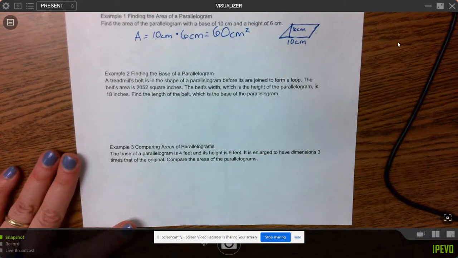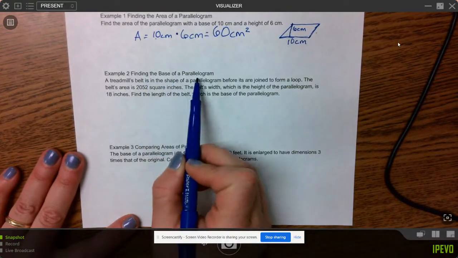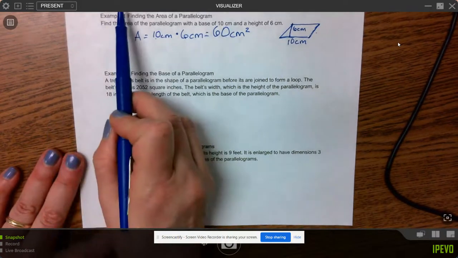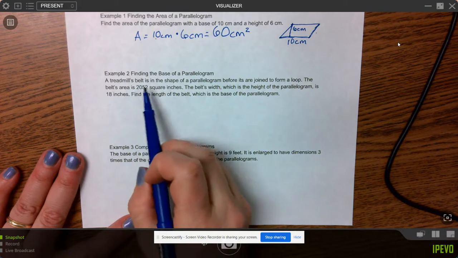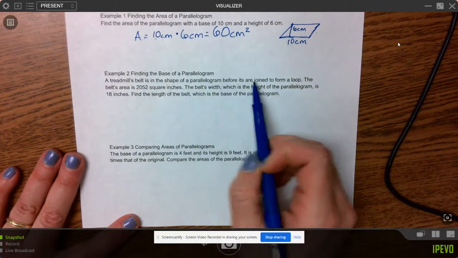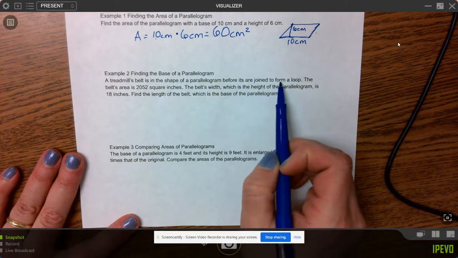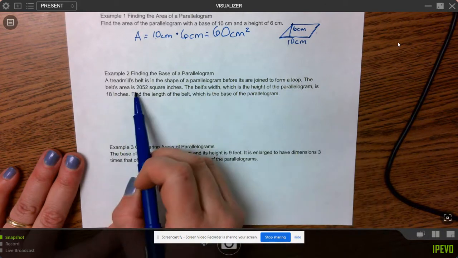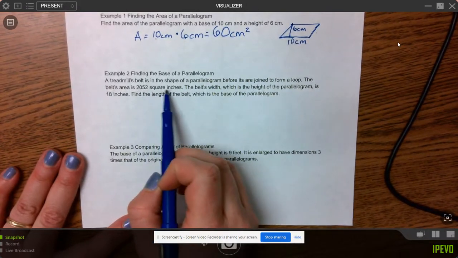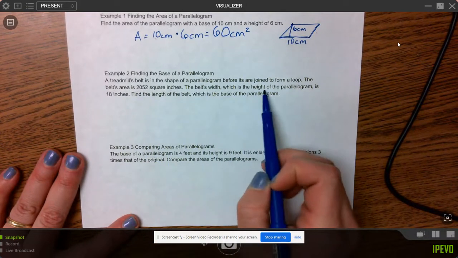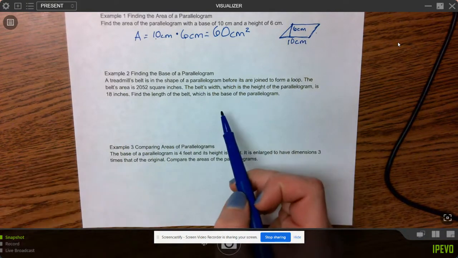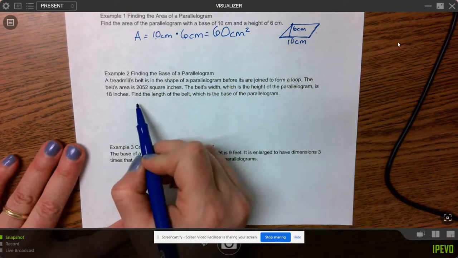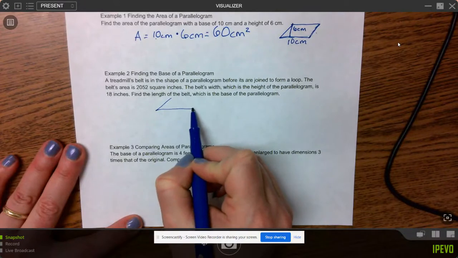So for example 2, we're going to find the base of the parallelogram. We're going to use the same formula, area equals base times height, and fill in the information they give us. A treadmill's belt is in the shape of a parallelogram before its ends are joined to form a loop. The belt's area is 2,052 square inches. The belt's width, which is the height of the parallelogram, is 18 inches. Find the length of the belt, which is the base of the parallelogram. So our picture would look like this.